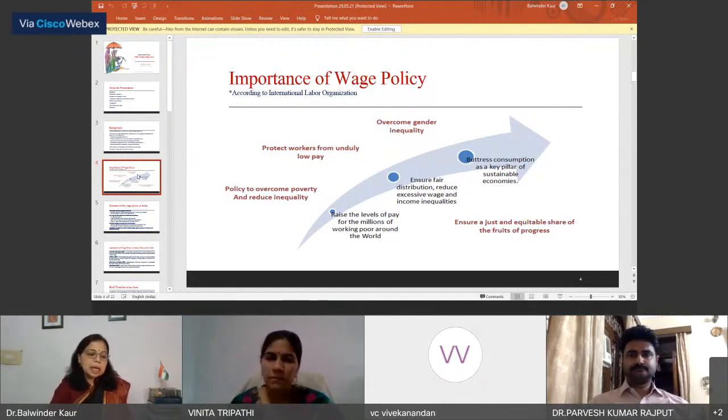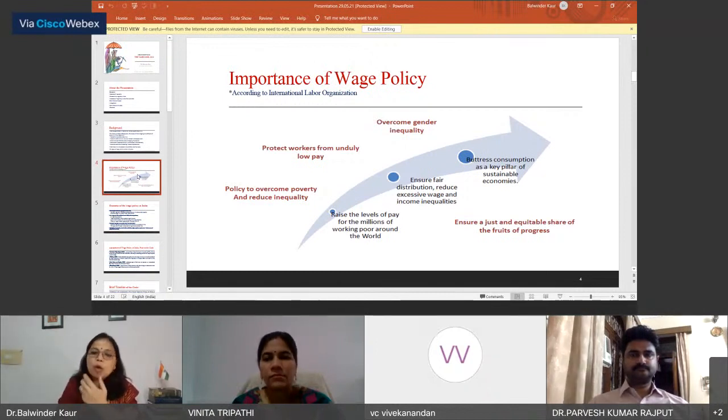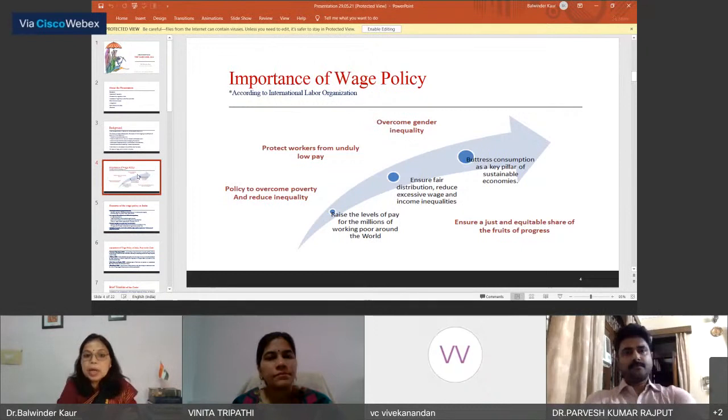Now, why is there a need and importance of a wage policy? If you see the importance of wage policy, the basic aim of a wage policy is to overcome poverty and reduce inequality when we have a strong wage policy in our country. Then it protects workers from unduly low wages and overcomes gender inequality.